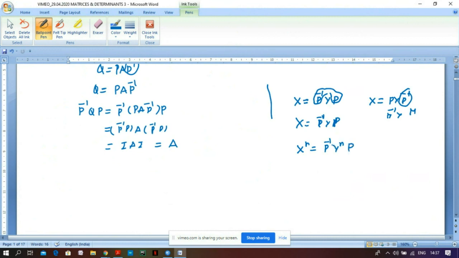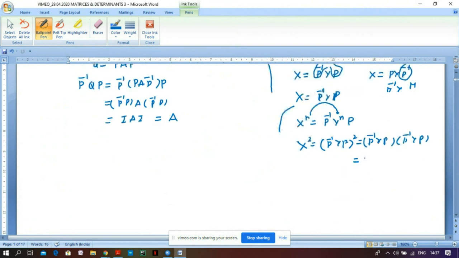As if P and P inverse stand guard, they don't come in between. This power n simply goes quietly here. That's amazing. The proof is just one line. So we just see the pattern. We write X squared first. So X squared is P inverse YP whole squared, and by definition this is P inverse YP, and again multiplied with itself, P inverse YP.